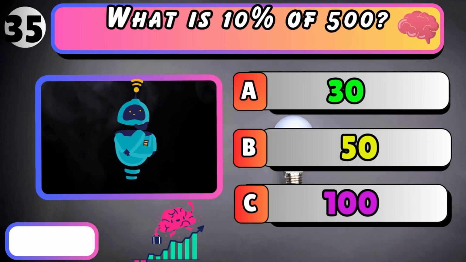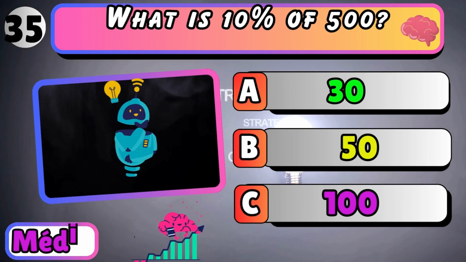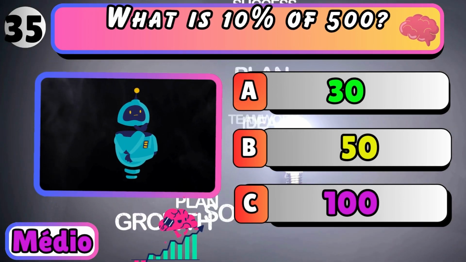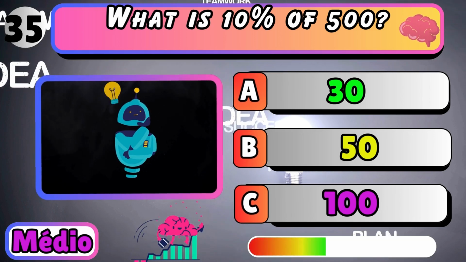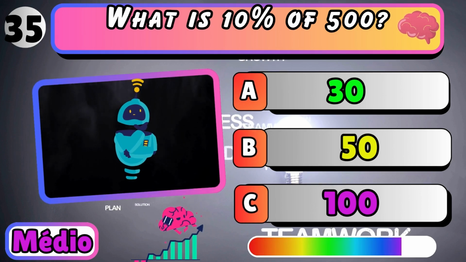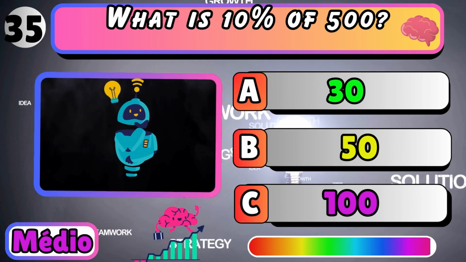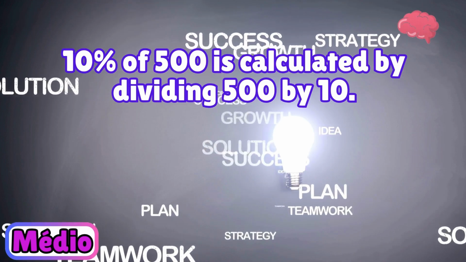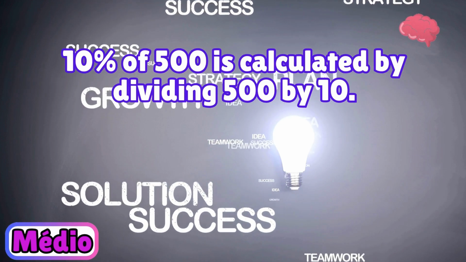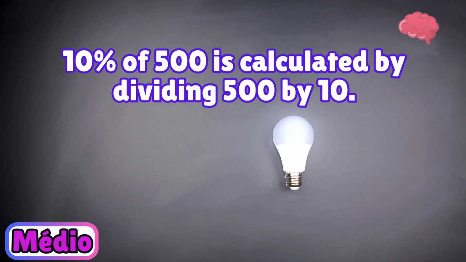What is 10% of 500? 30, 50, or 100? 50. 10% of 500 is calculated by dividing 500 by 10.